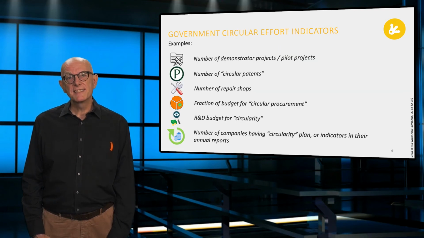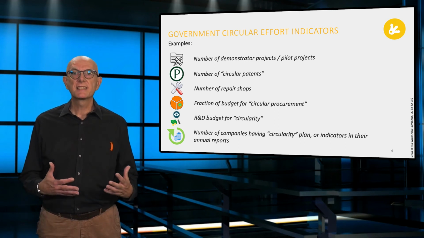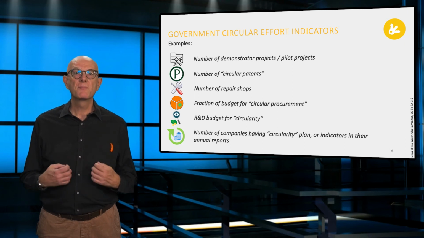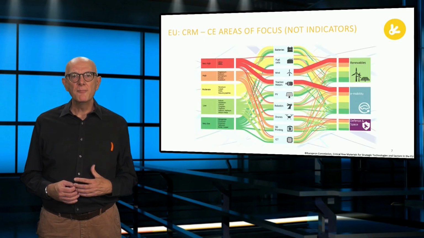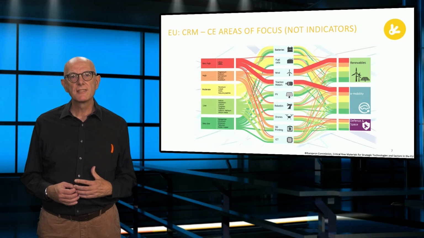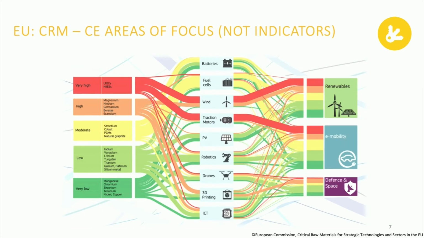Effort indicators are about societal activity, and we can see this in including projects, patents, repair shops, governmental circular purchasing, circular research budgets, and company plans or indicators. Governments and governmental bodies can develop actions around critical materials, which, while they are not indicators in themselves, can provide information around the direction of travel.